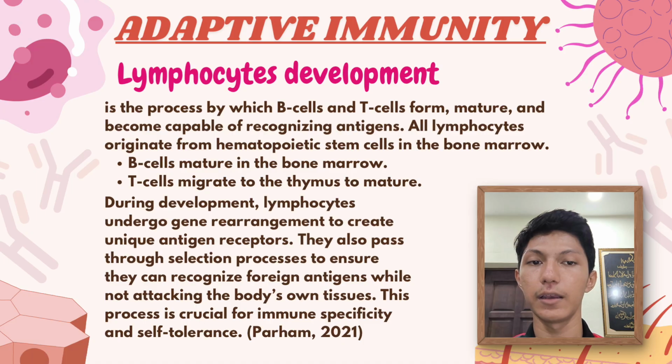During development, lymphocytes undergo gene rearrangement to create unique antigen receptors. They also pass through a selection process to ensure they can recognize foreign antigens while not attacking the body's own tissues. This process is crucial for immune specificity and self-tolerance.